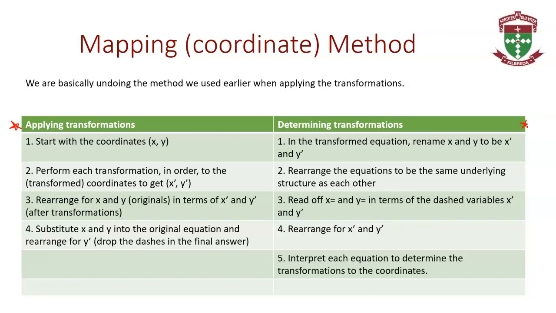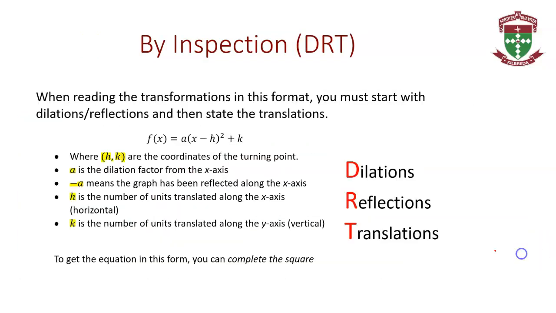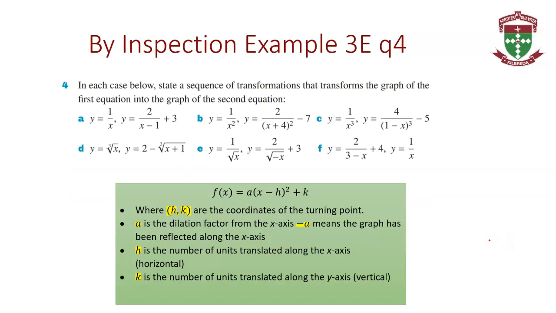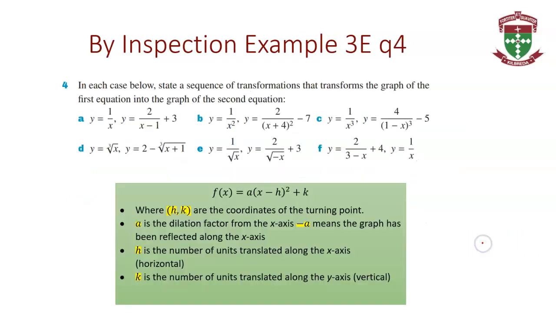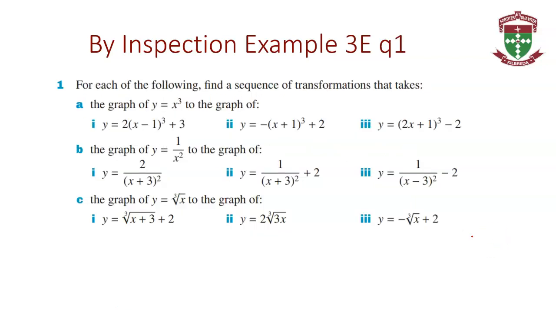Rearrange the equations to be the same underlying structure as each other, and I'll explain what that means in a sec. Read off x equals and y equals in terms of the dash variables x dash and y dash, and rearrange. And then interpret your transformations. Sometimes having steps is quite difficult, so let's apply it to some questions. We'll come back to inspection in a sec. I feel like I've done a lot of inspection here, but we might do a question where we don't have inspection. Let's have a look at this question here.